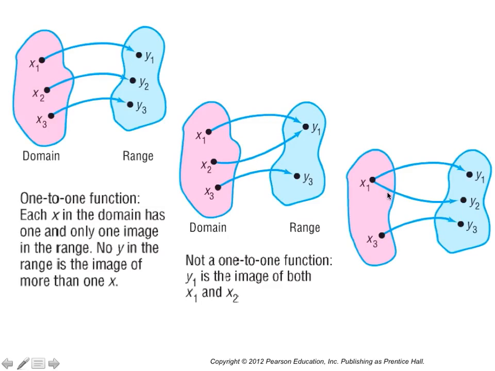And this one over here, we have a different issue. We have one x value that's mapped to 2 different y values. That one's not a function at all, because x1 has 2 images, both y1 and y2. And if you recall, this can never be the case. So this one is not even a function, let alone a one-to-one function.